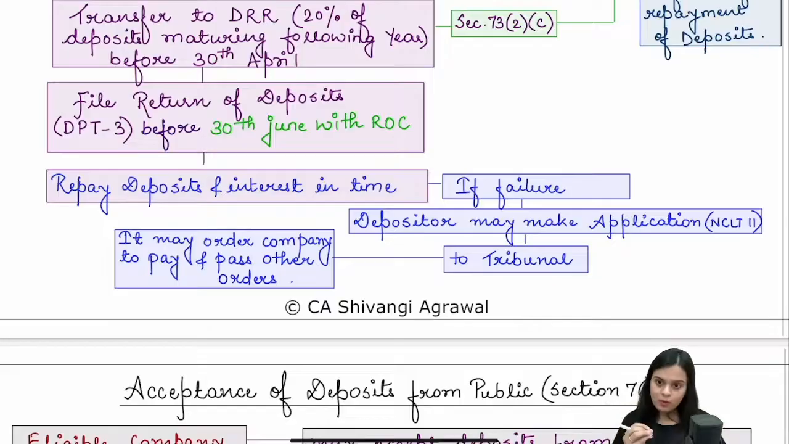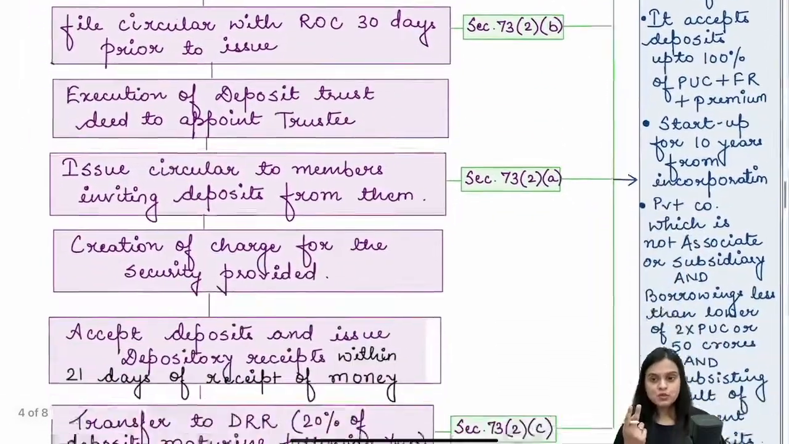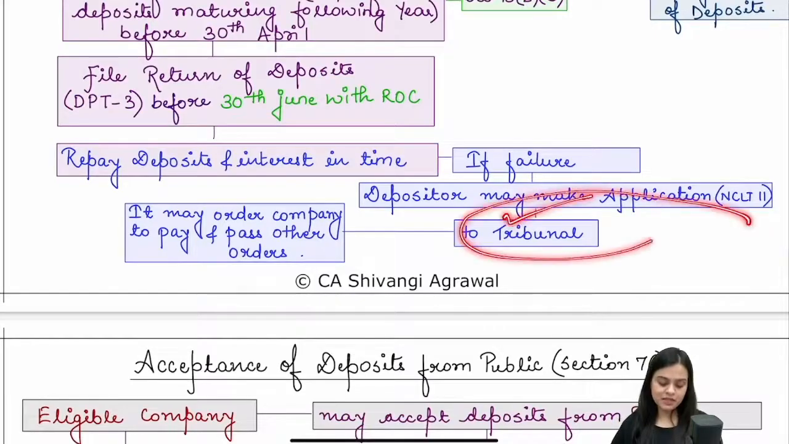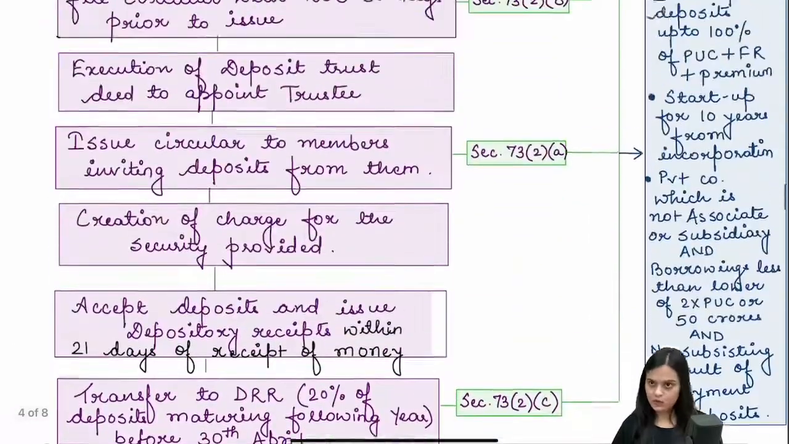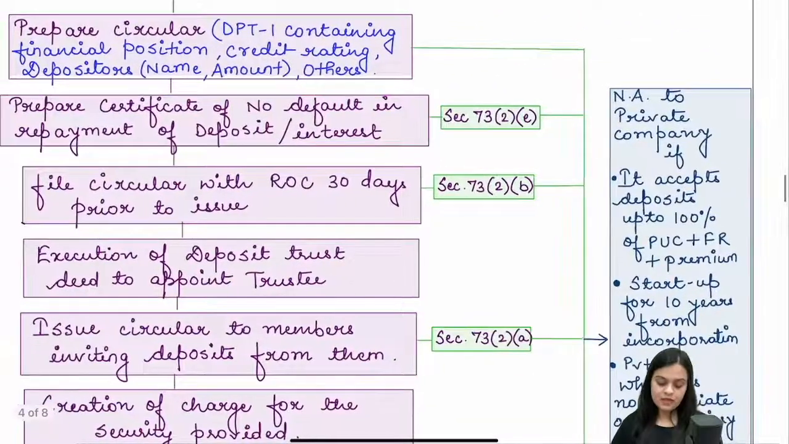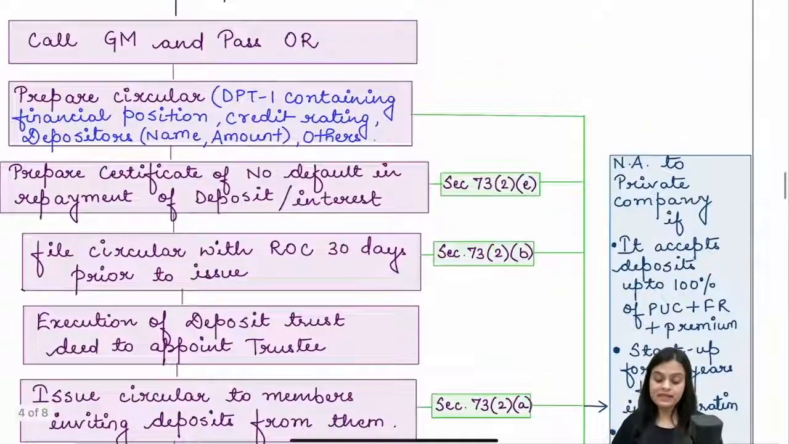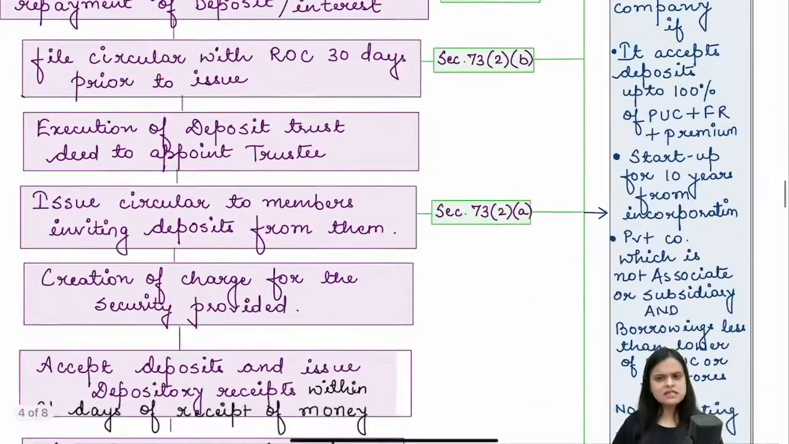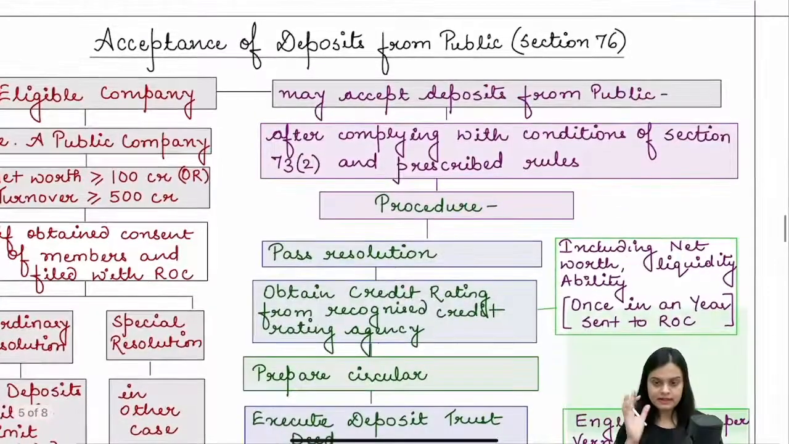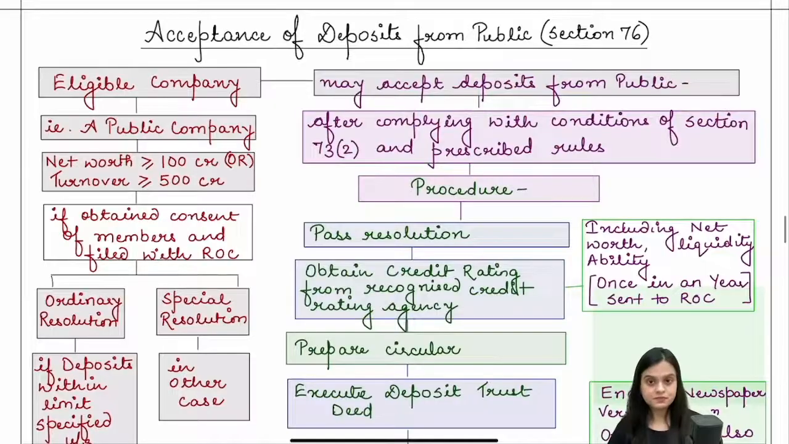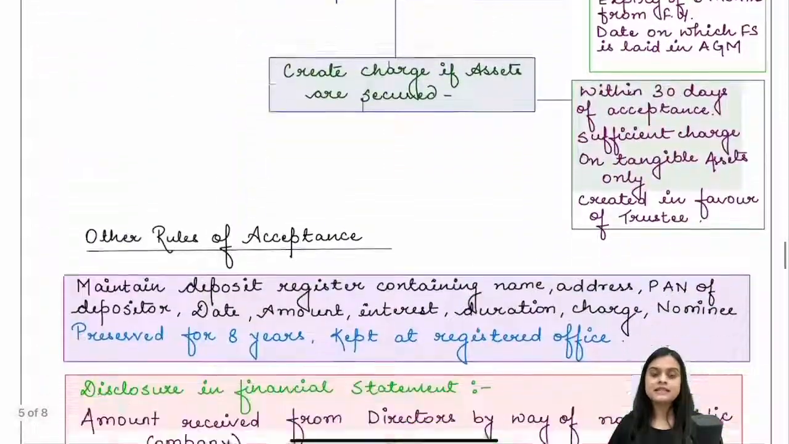And it is very obvious that if you have accepted deposit for 2 years, after 2 years, you have to pay it. Whatever are your terms of interest, you have to pay accordingly. If there is failure, then the depositor can make an application to tribunal and tribunal can pass adequate orders. Fine. Now, there are some clauses which are not applicable to certain company. Now, the certain company I will explain you a little later. We'll revise little later. Fine. And this section also will revise little later.